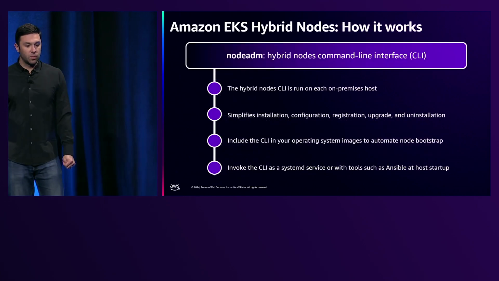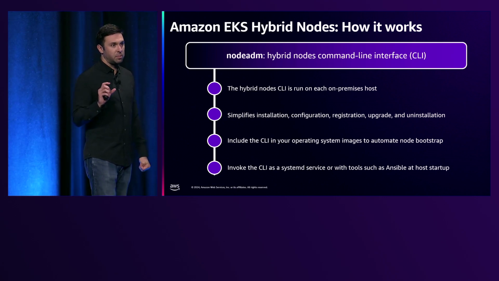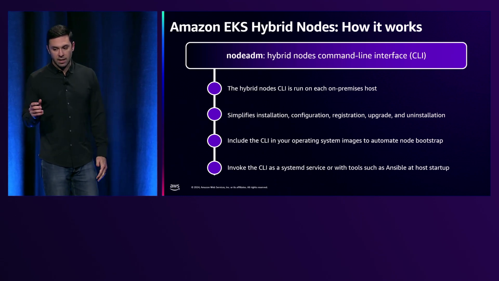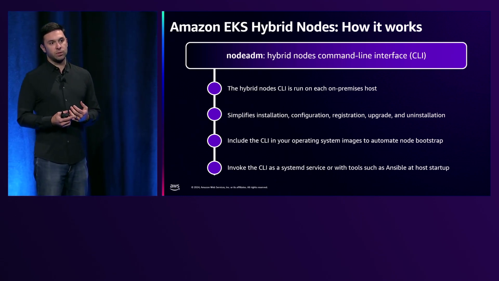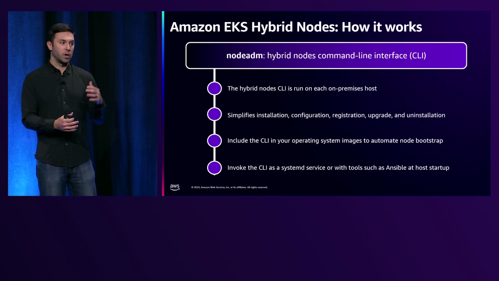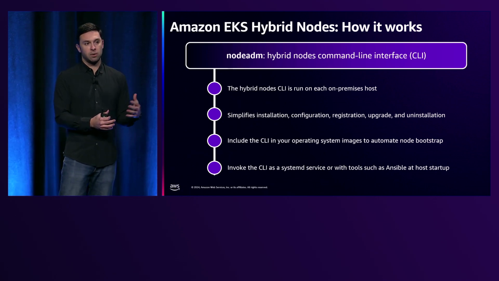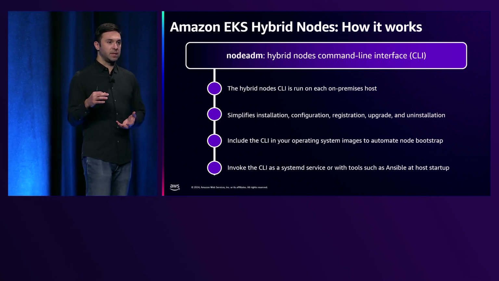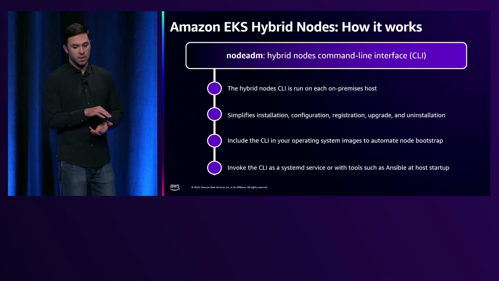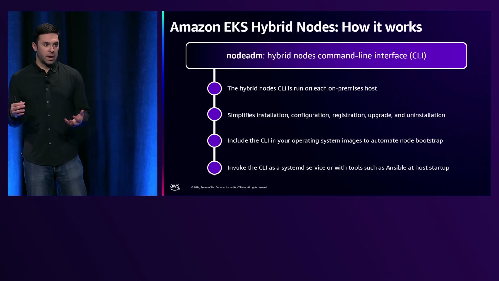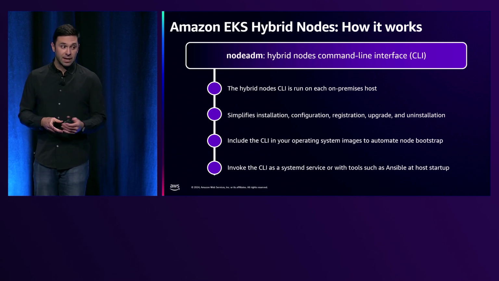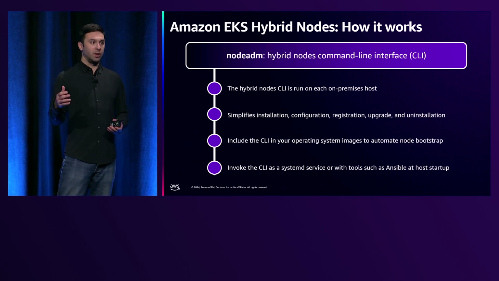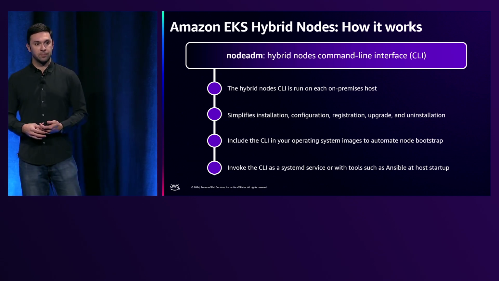All right, so with networking covered, now the next big piece here of the user experience is the hybrid nodes command line interface. And I talked about how hybrid nodes embodies a bring your own infrastructure approach where it's your responsibility to configure and manage that infrastructure and operating system that you're using with hybrid nodes. Node ADM is the piece that runs on top of your operating system, and it really simplifies the lifecycle management of hybrid nodes. And the inspiration for Node ADM actually comes from the EKS AMIs that you might be using for your worker nodes that are running in the cloud.